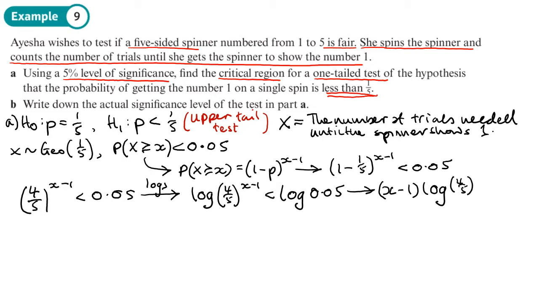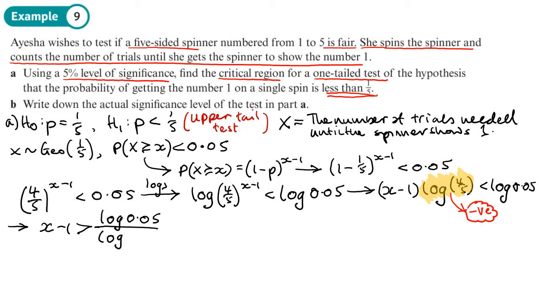4 fifths is less than log 0.05. Now the next step, we need to be careful, because I'm going to be dividing both sides by log of 0.8, and this is actually negative. Anytime you have the log of a decimal, a number smaller than 1, it's negative. Because we're dividing both sides by a negative number, I need to reverse the sign. So this now becomes greater than the log of 0.05 divided by log of 0.8, so that sign gets reversed.